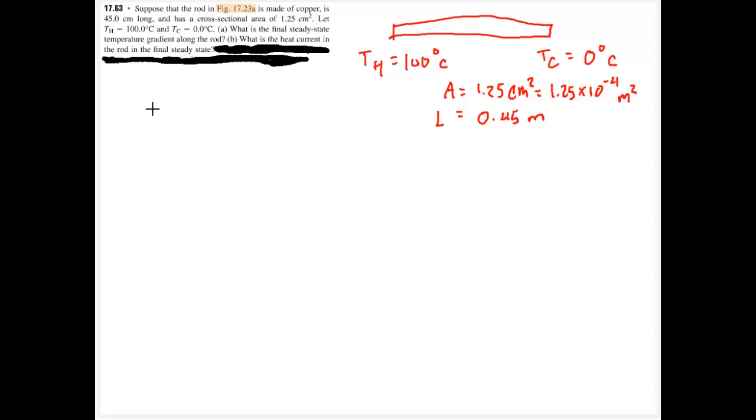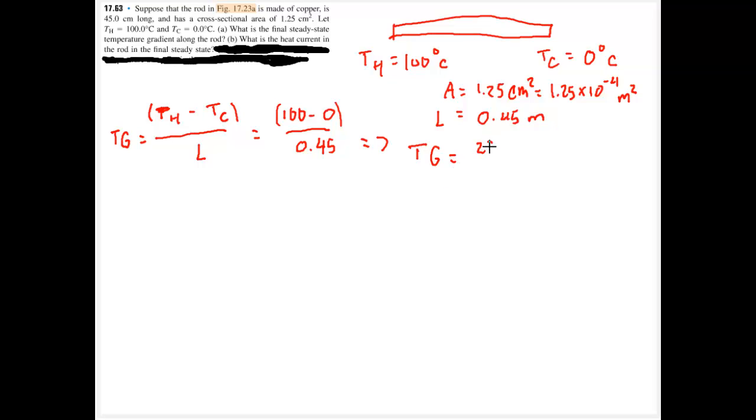I'm asked to find the final steady state temperature gradient along the rod. That is going to be quite simpler. The temperature gradient is going to be the hot temperature minus the cold temperature, divided by the length, and that's going to be my temperature gradient. Simply, that's going to be 100 minus 0 divided by 0.45. I go ahead and I punch those guys in, and that's going to tell me that my temperature gradient is going to be 222 degrees Celsius per meter, and that's also degrees Kelvin per meter. So that's my temperature gradient, part A.